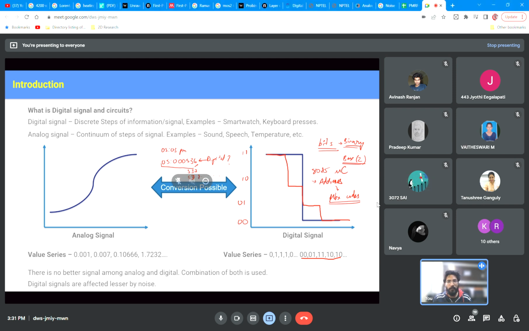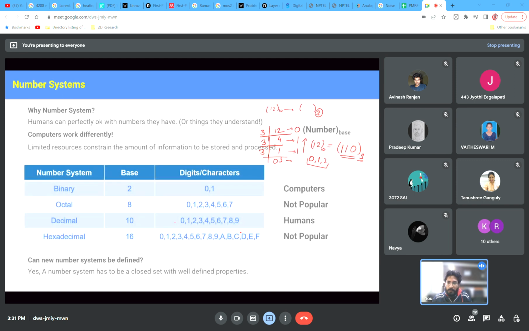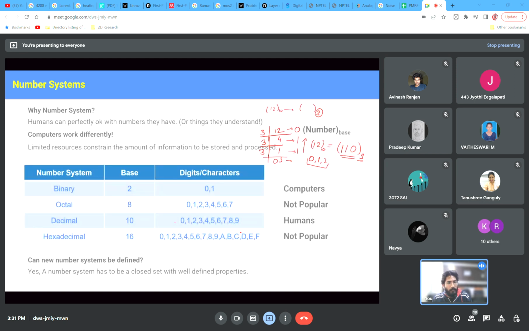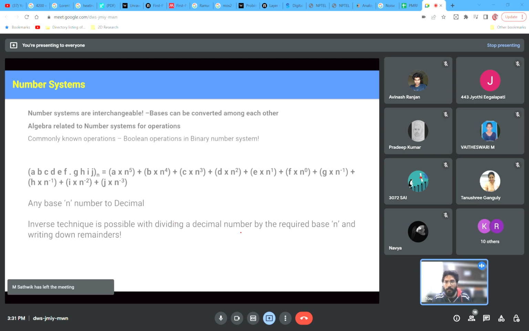And why is binary considered to be safe? Because it has only two levels, and as we discussed, noise can corrupt these signals. So binary levels will be least corrupted. That is one reason why we use binary number system for computers. So yeah, we have covered that. We can define a new base easily.